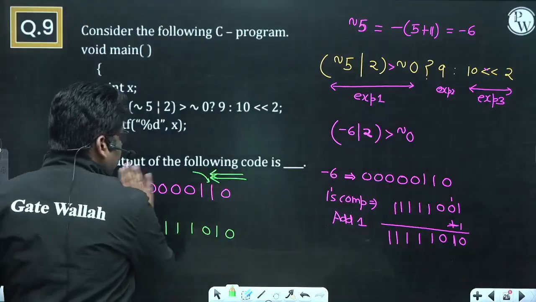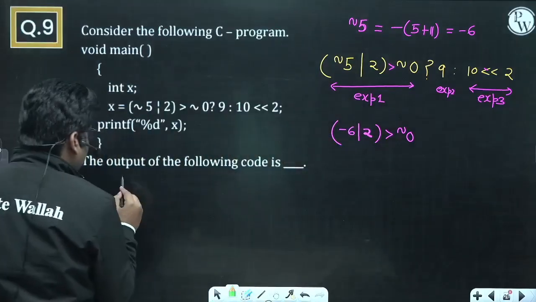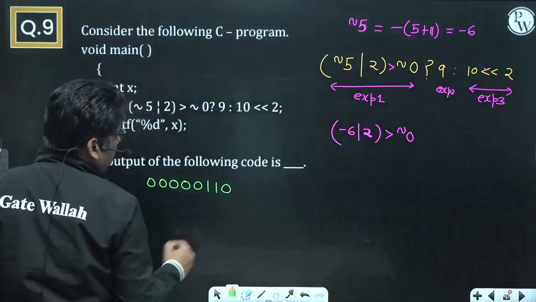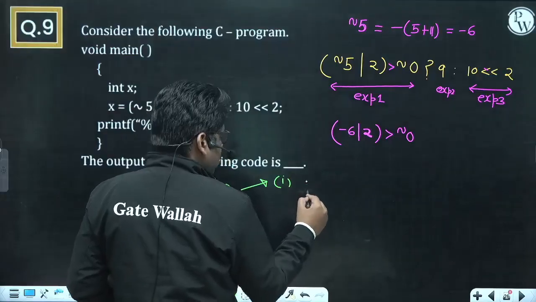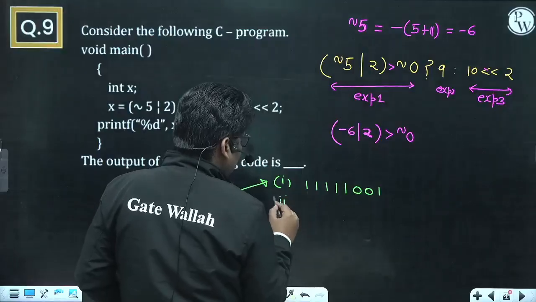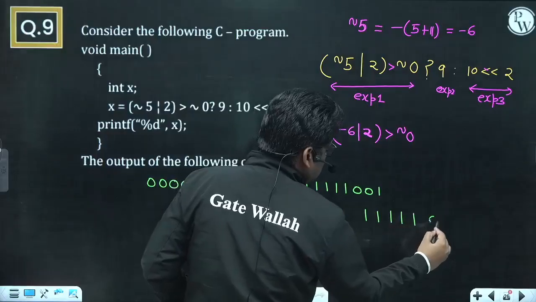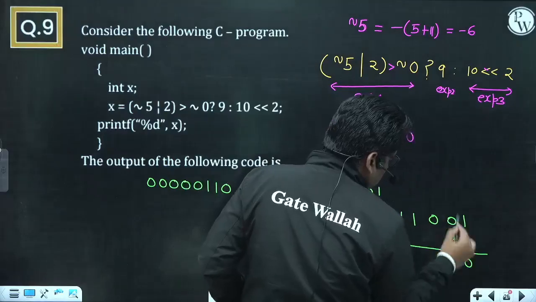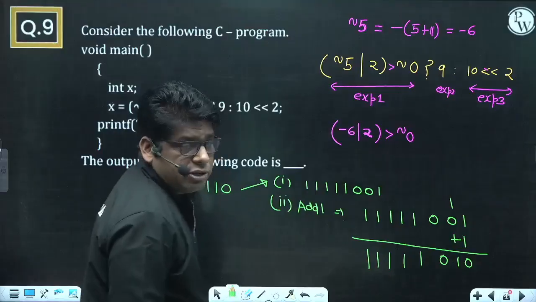Yes. Again, let me tell you everything again. If someone tells you to find the 2's complementation of this, there are two methods. First, find the 1's complementation, which is 1, 1, 1, 1, 1, 0, 0, 1. And then add 1 to it. We can find 1, 1, 1, 1, 1, 0, 1, 0. This is the first method.